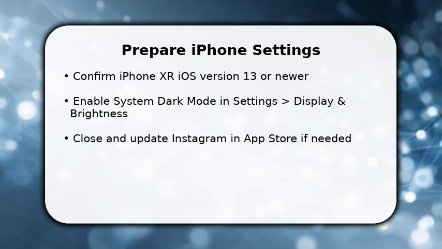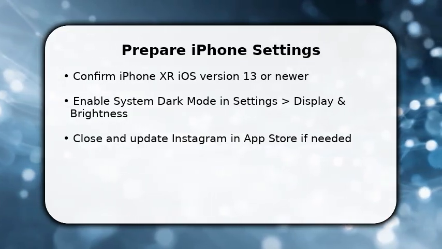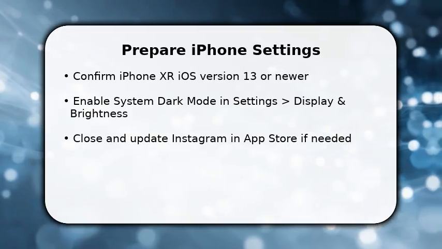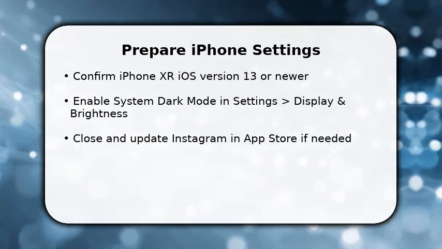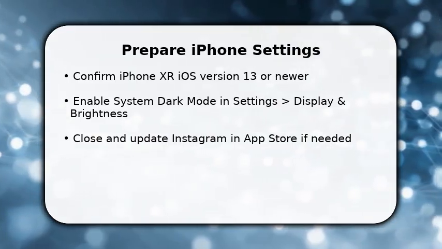You'll start by checking basics. On your iPhone XR, open Settings and verify iOS 13 or later. Dark mode is system level there. Once done, tap Display and Brightness and switch to dark so apps that follow system appearance will adapt.